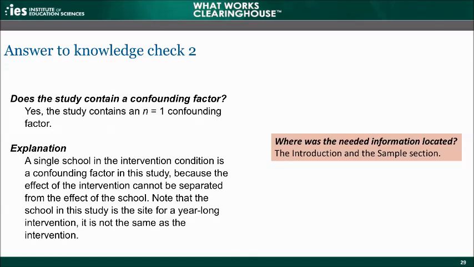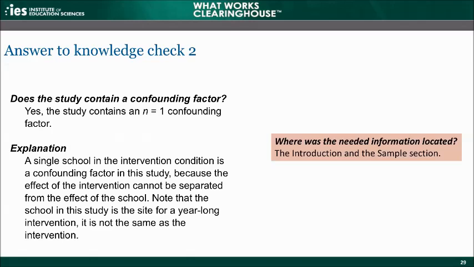So yes, the study contains an n=1 confounding factor. Notice a single school in the intervention condition is a confounding factor in this study, because the effect of the intervention cannot be separated from the effect of the school. But what I'd like you to focus on for a moment now is the note that follows, which says, note that the school in this study is the site for the year-long intervention. It is not the same as the intervention.